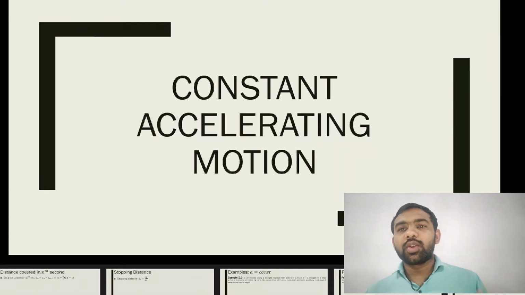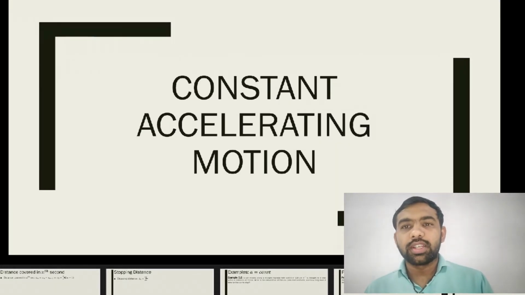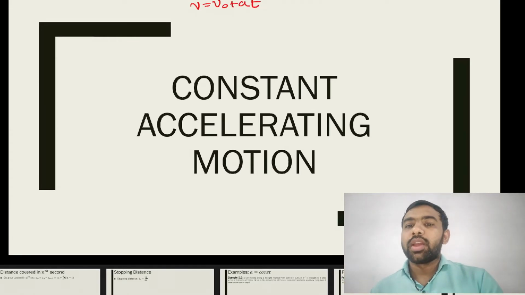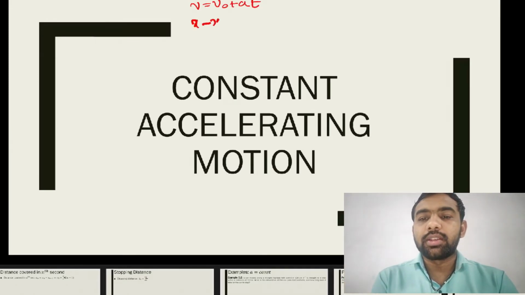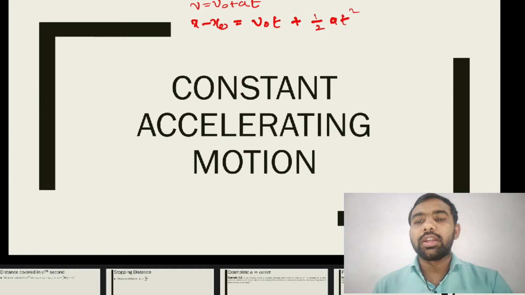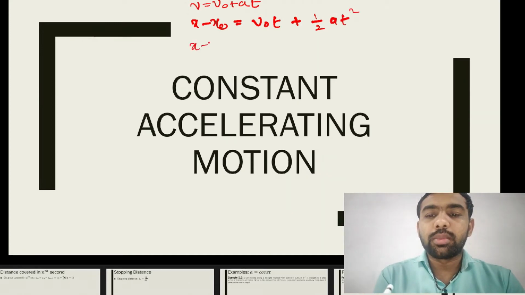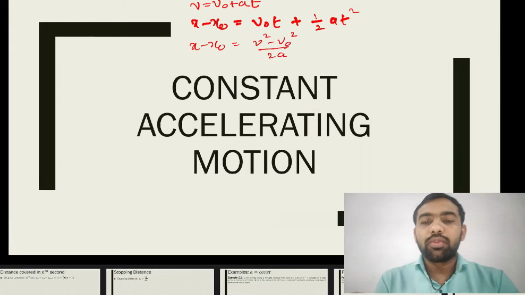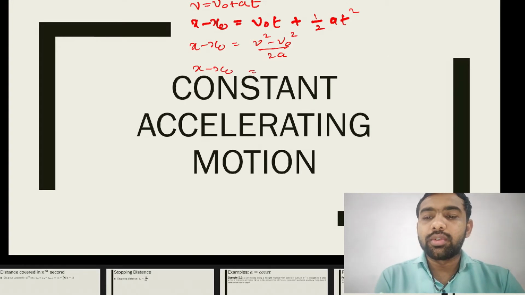Okay guys, in this session we are going to discuss some examples based on constant accelerated motion. Before you attempt this session, you must remember the equations of constant accelerated motion. First, v is equal to v0 plus at. Second, x minus x0 is equal to v0 t plus 1 half at square. Third, x minus x0 is equal to v square minus v0 square upon 2a. Fourth, x minus x0 is equal to v plus v0 upon 2 into t.